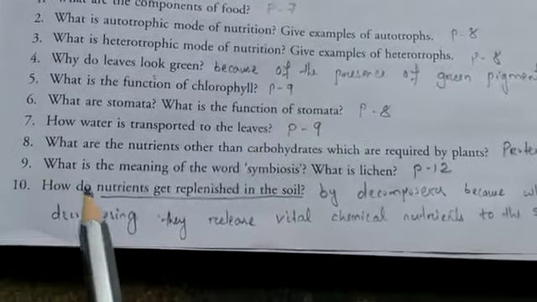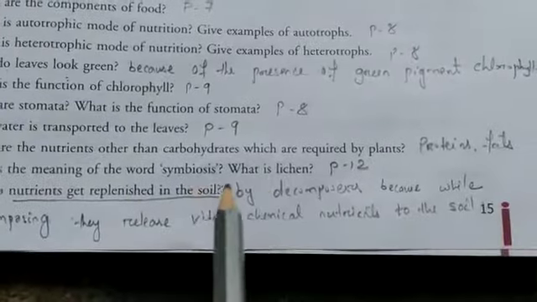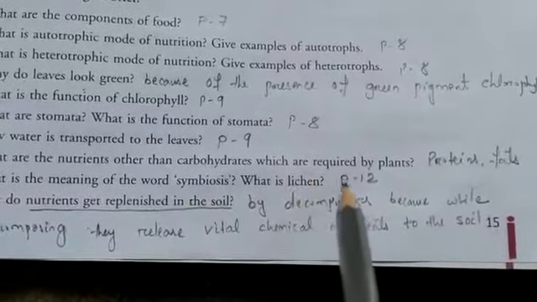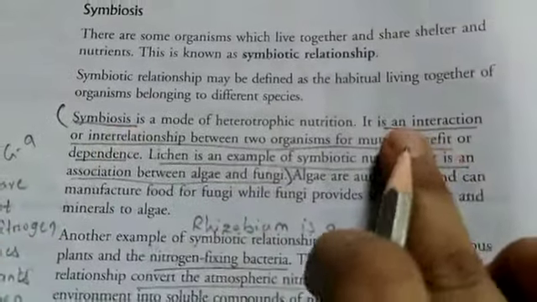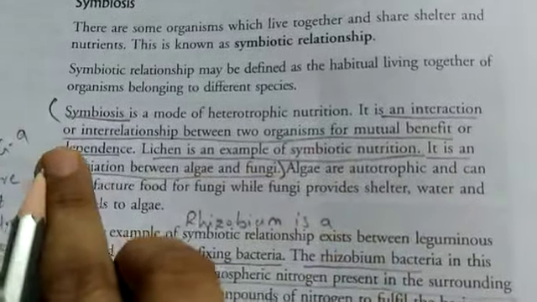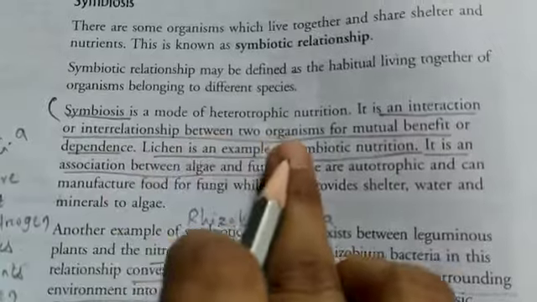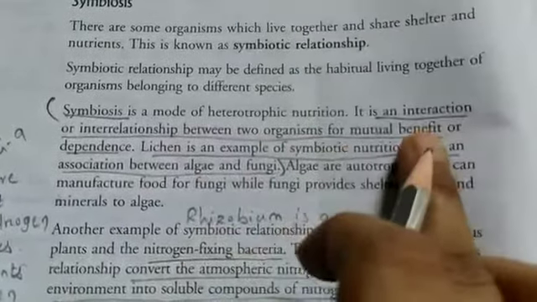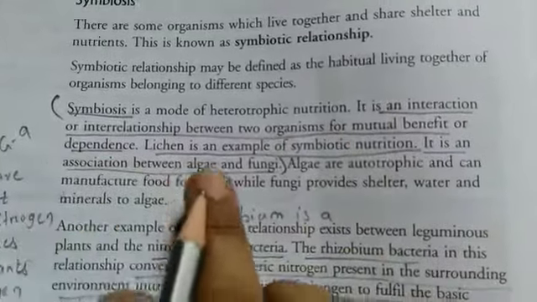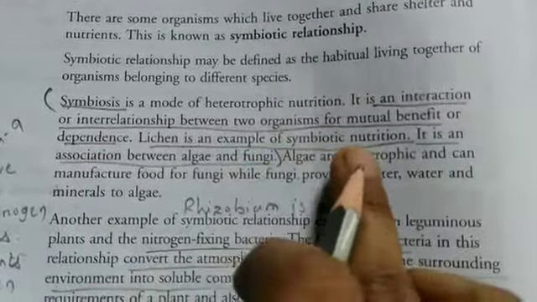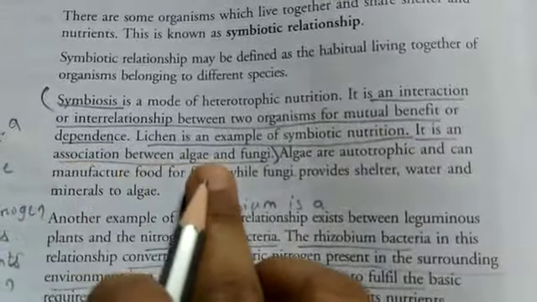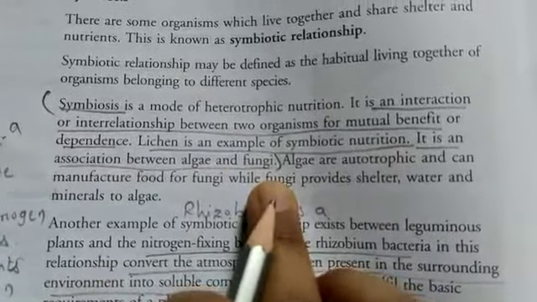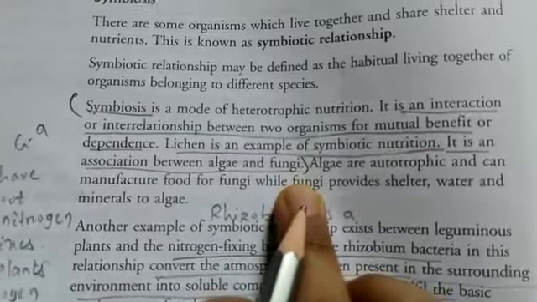Number 9, what is the meaning of the word symbiosis? What is lichen? Page number 12. Symbiosis is an interaction or interrelationship between two organisms for mutual benefit or dependence. Lichen is an example of symbiotic nutrition. It is an association between algae and fungi. G number 9.